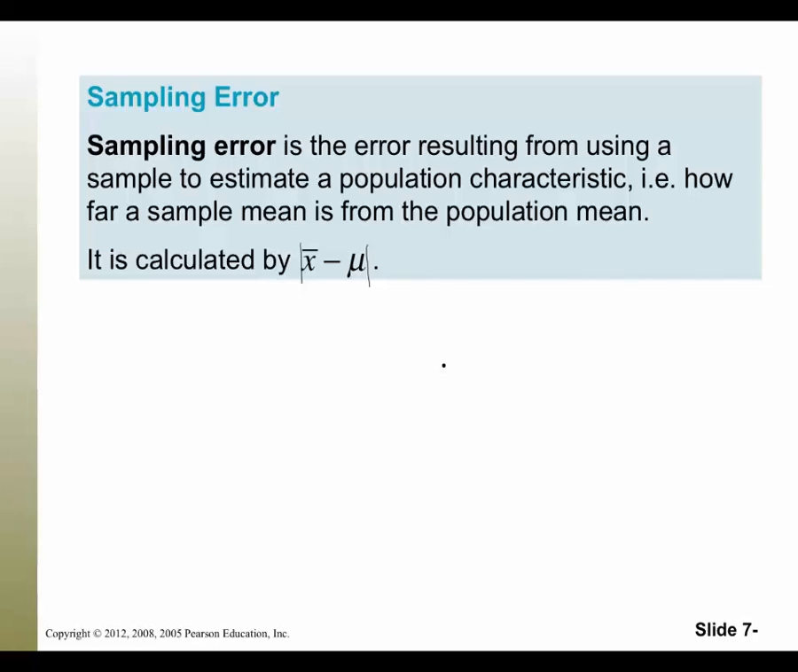So if your population mean was 100 and you took a sample and got a mean of 104, then the error was 4, right? And if you took another sample and got a mean of 93, then your error was 7. That's your sampling error.